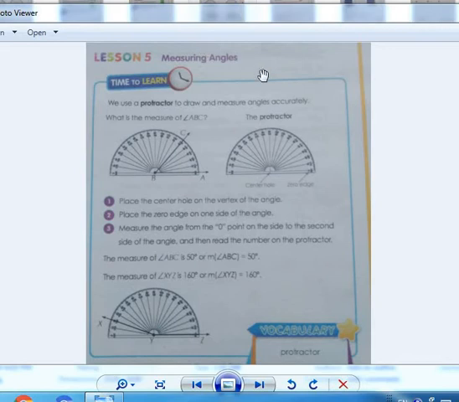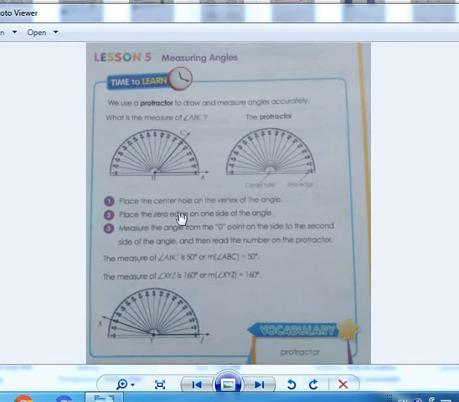Remember that when measuring angles, we use a protractor to draw and measure angles accurately. What's the measure of angle ABC here? These are the steps for how to measure angle ABC. First, place the center hole of the protractor on the vertex of the angle.